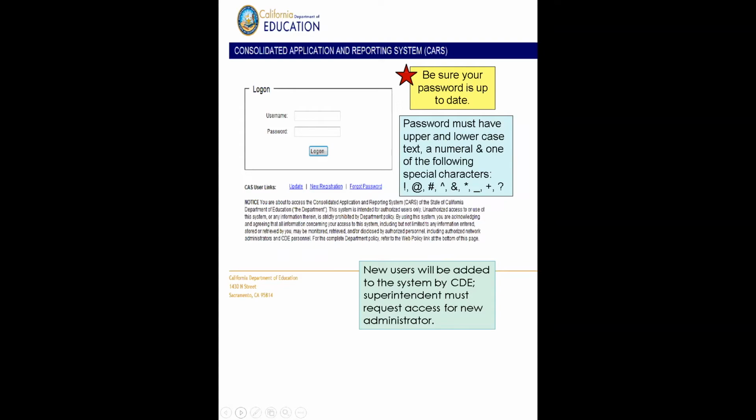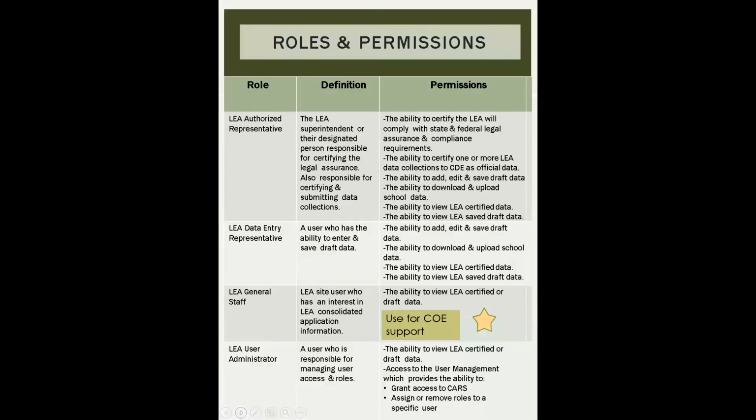All right, so once you're in the system, there are different roles and permissions. And this is taken from the CARS user guide. If you go to the website, the CDE main page for the Consolidated Application, you'll find something called a CARS user guide. If you haven't used the system before, it's a really helpful document. It's quite old, it's several years old, which tells you how stable the system is. Nothing's changed, but it goes step by step. And if you run into problems with system issues, check out the CARS user guide.